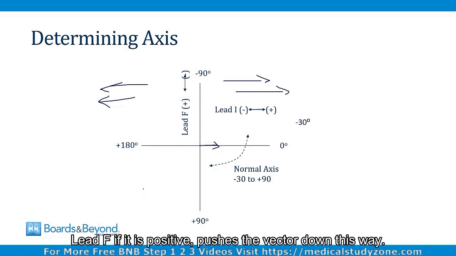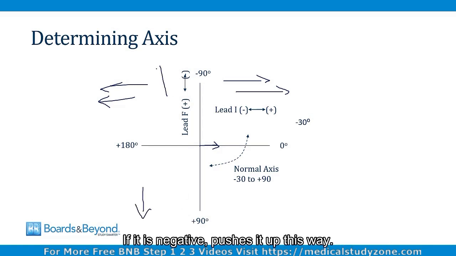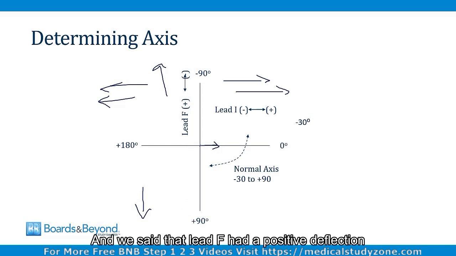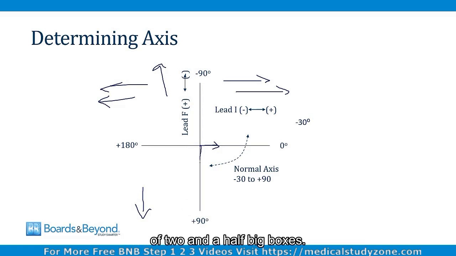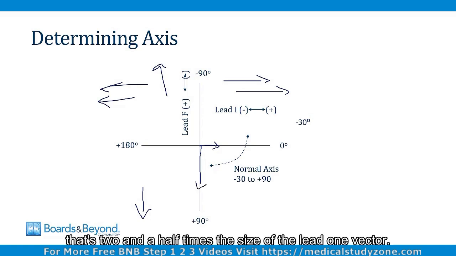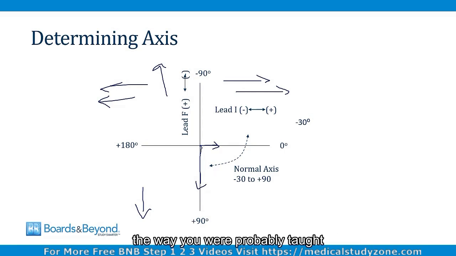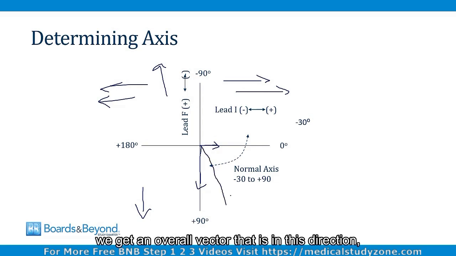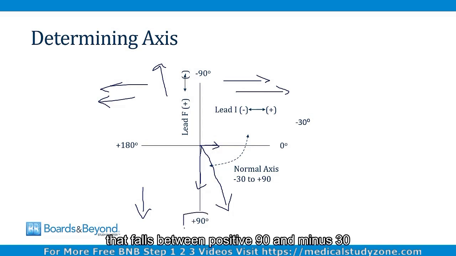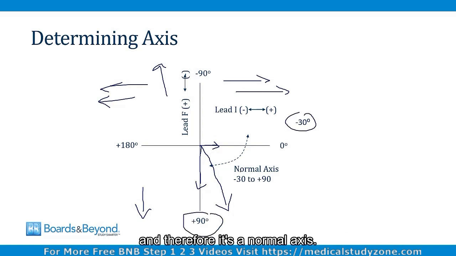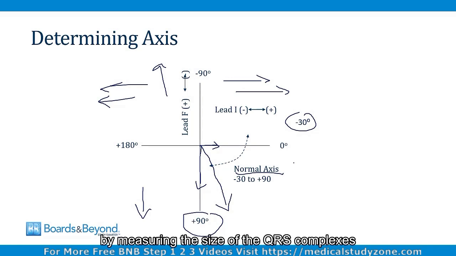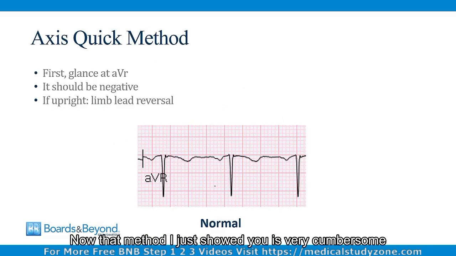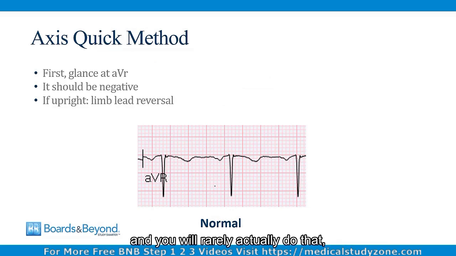The next thing you do is look at lead F. Lead F, if it is positive, pushes the vector down this way. If it is negative, it pushes it up this way. And we said that lead F had a positive deflection of 2.5 big boxes. So I'm going to draw a line down in this direction that's 2.5 times the size of the lead 1 vector. And now if we add these two vectors together, the way you were probably taught in a college physics class, we get an overall vector that is in this direction. That falls between positive 90 and minus 30, and therefore it's a normal axis. So that's the way you can determine the axis by measuring the size of the QRS complexes in lead 1 and AVF. Now that method I just showed you is very cumbersome, and you will rarely actually do that.